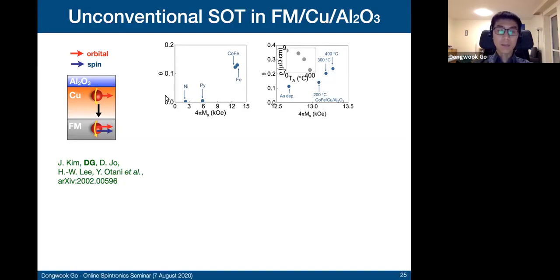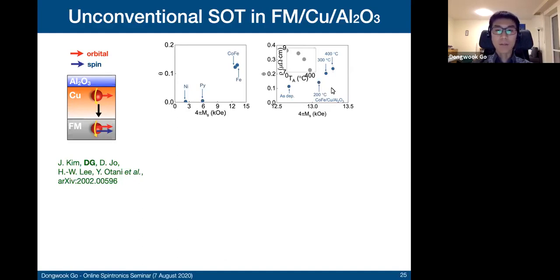But the surprising result that they found is that the torque efficiency changes really dramatically for different ferromagnetic compounds. Also, it changes a lot even for cobalt iron, for different annealing temperatures. So we were really curious why it happens.